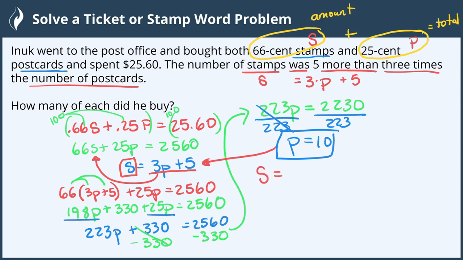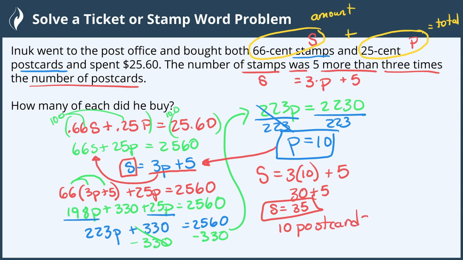The number of stamps equals 3 times the number of postcards, which we just found to be 10, plus 5. 3 times 10 is 30, plus 5 is 35, so Enoch bought 35 stamps. So we can write 10 postcards and 35 stamps that Enoch bought at the post office, and now we're all done.